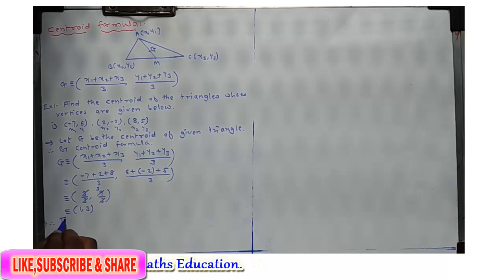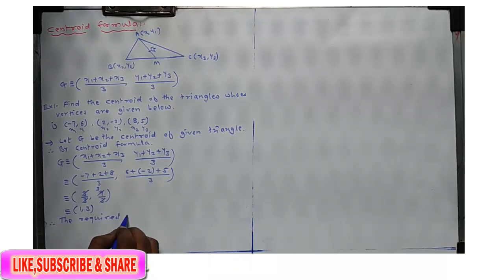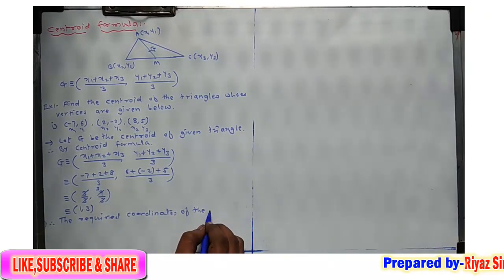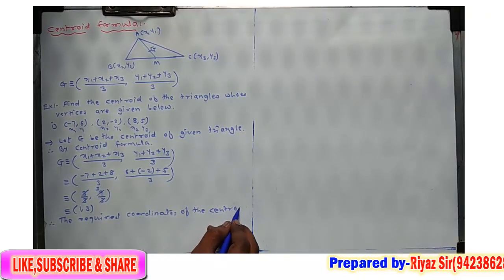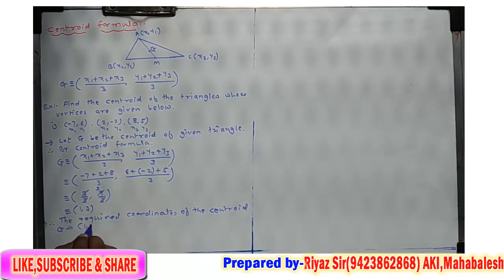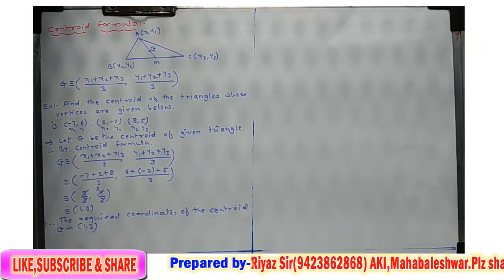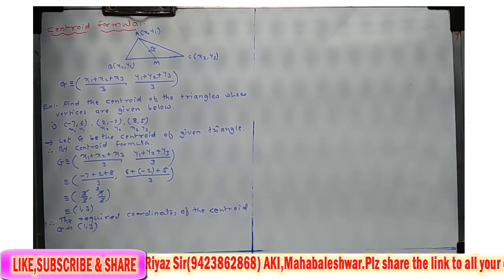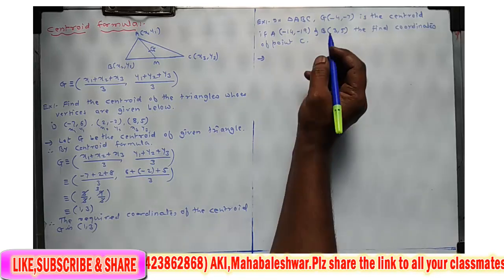And therefore the required coordinates of the centroid G is (1, 3). So in this way we have to use the centroid formula. Okay, one more example I'll show.